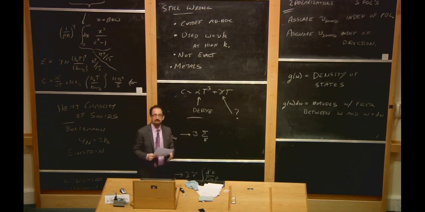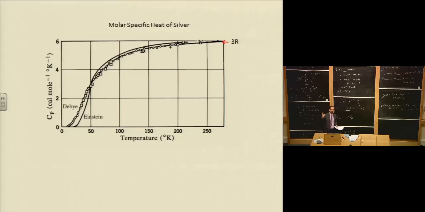Now, you might say to me at this point, well, wait a second, isn't silver a metal? Shouldn't I see a linear heat capacity at low temperature? Indeed, silver is a metal, and you should see a linear heat capacity at low temperature, but you have to look at it pretty hard to see it.